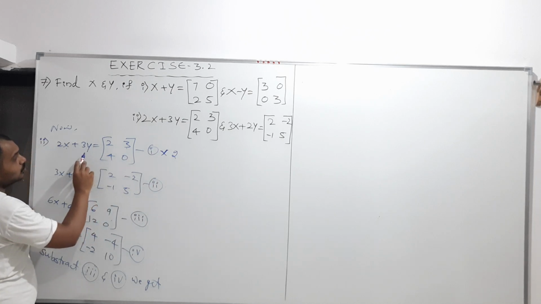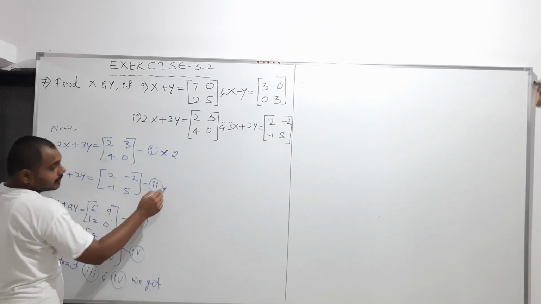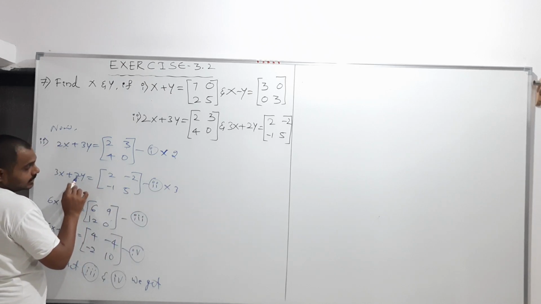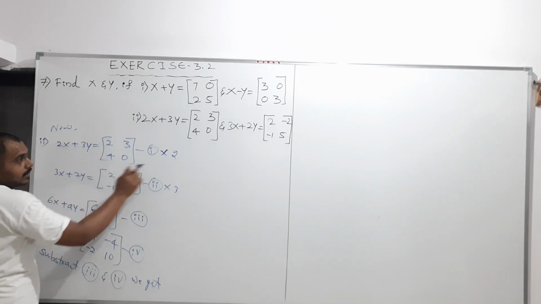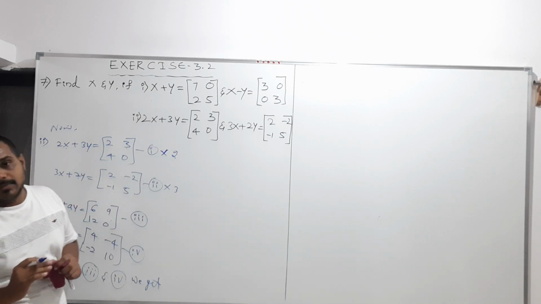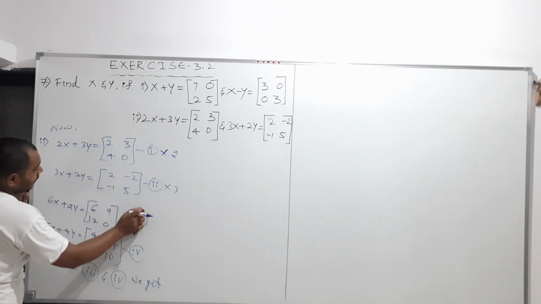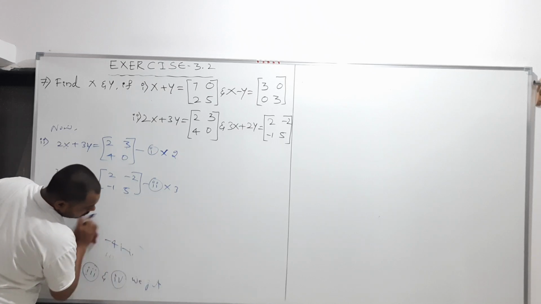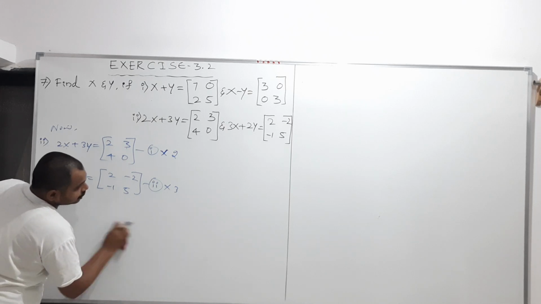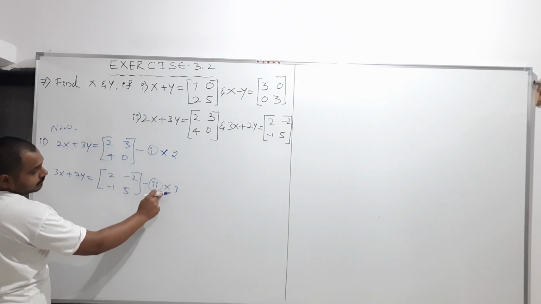If I multiply with this 2, 2 3s are 6y, and here 2y is there. If I multiply this equation with 3, 3 2s are 6, it will become 6y, and if I multiply 2 to this, 2 3s are 6y. It means that both the y coefficients will become the same, so that we can easily calculate the x value. So therefore I am multiplying equation 1 with 2, and equation 2 with 3.